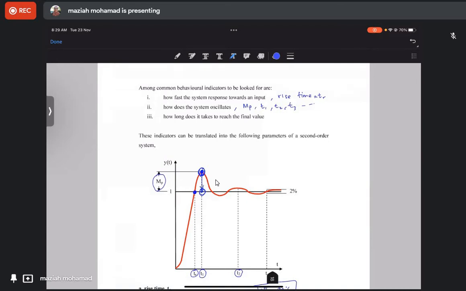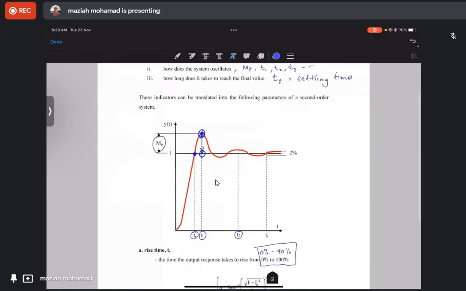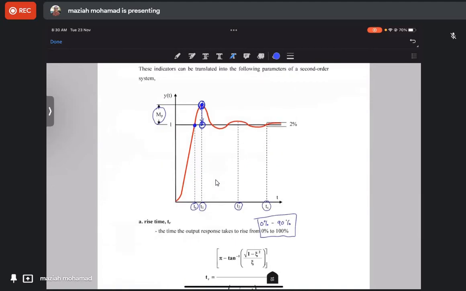All right, and the last one is how long it takes to reach the final value. That is, how long until the output becomes stable at one final value. That one is given by settling time, TS.